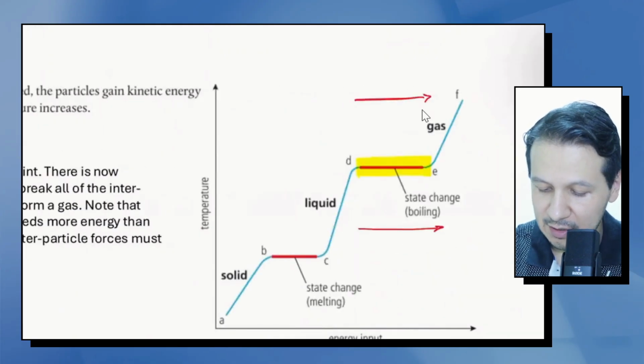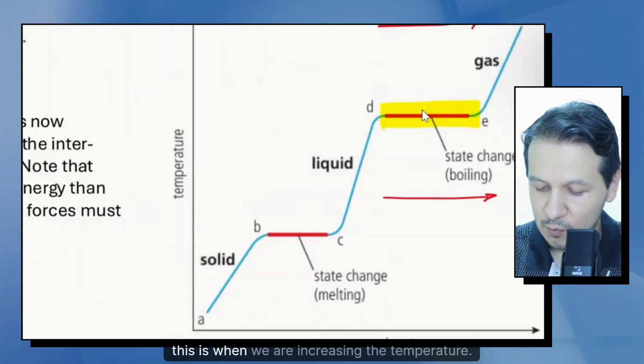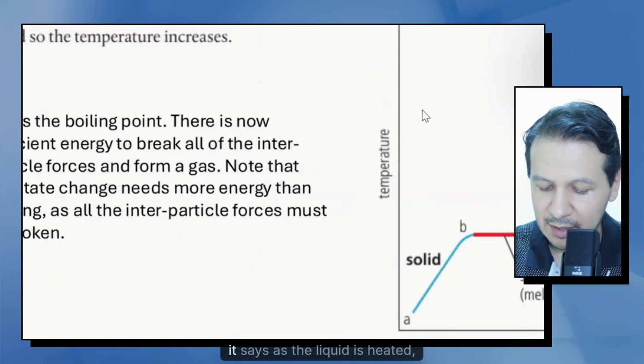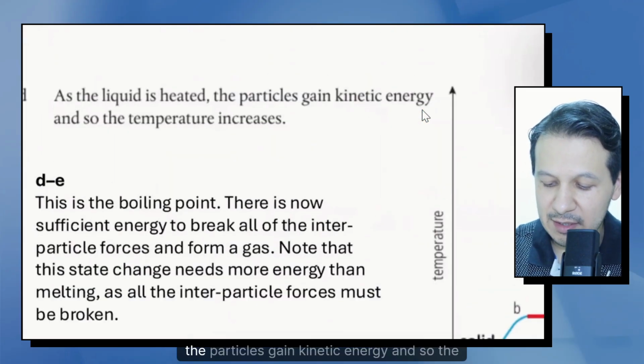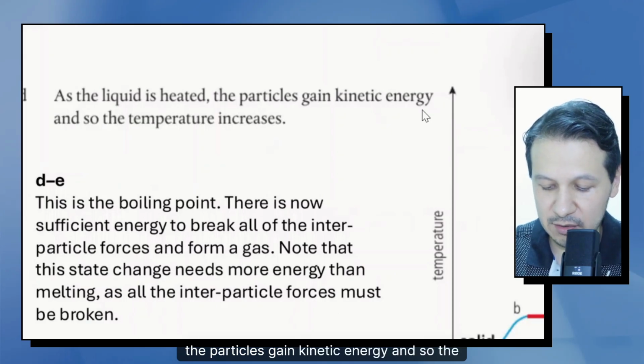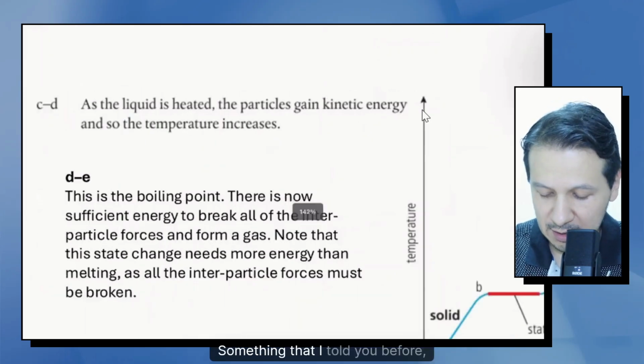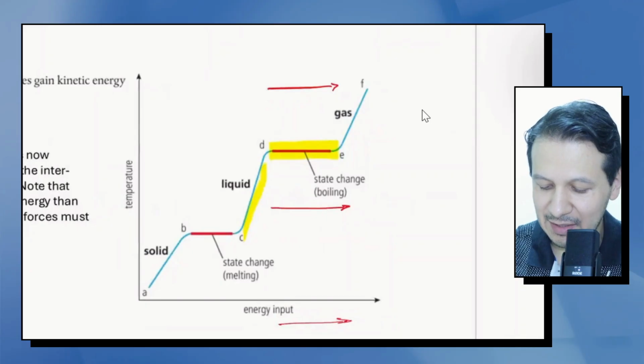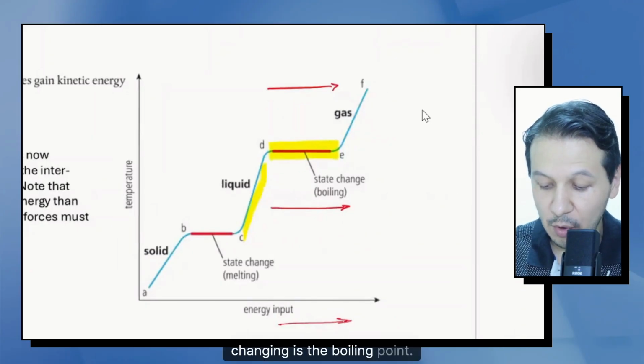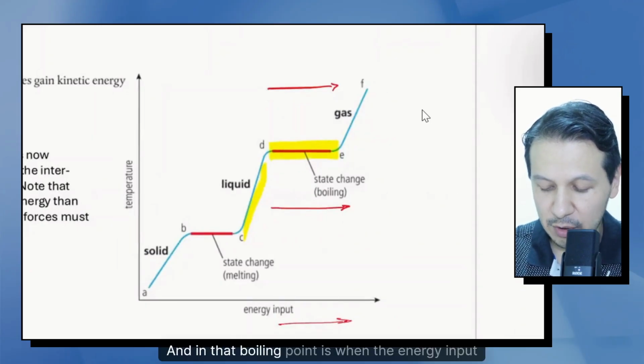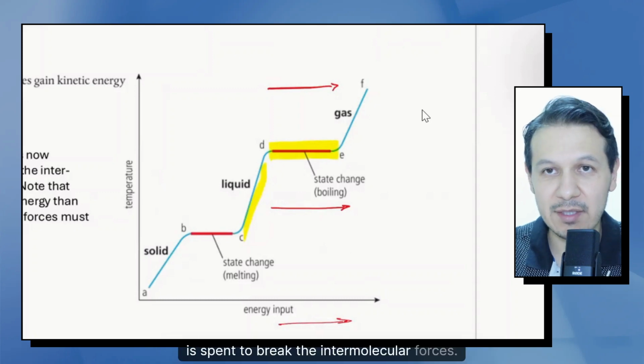So in CD, let's recap what is happening here. CD is when we are increasing the temperature. It says, as the liquid is heated, the particles gain kinetic energy, and so the temperature increases, something that I told you before. Then comes the boiling point, and at the boiling point the energy input is spent to break the intermolecular forces.